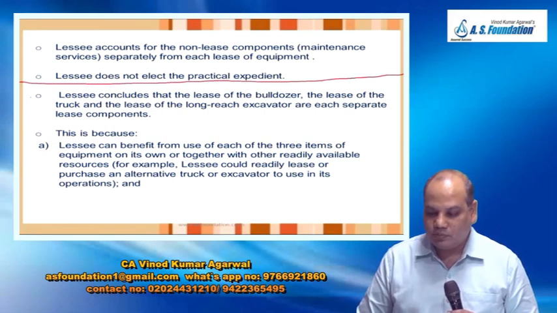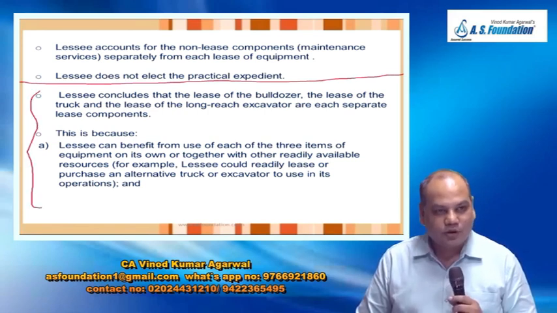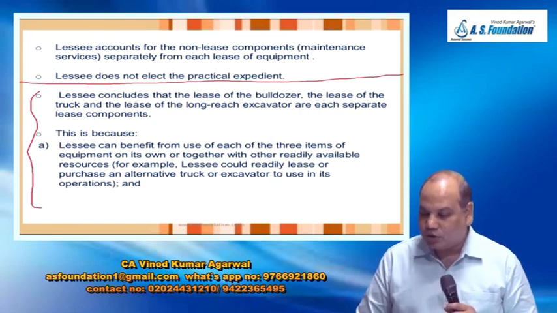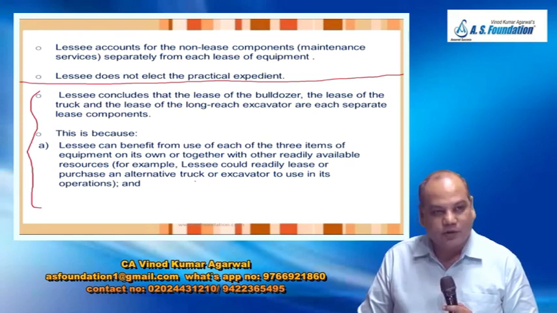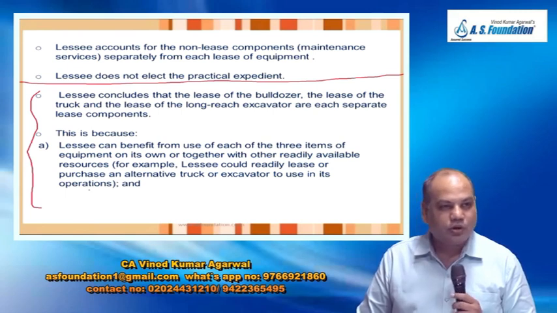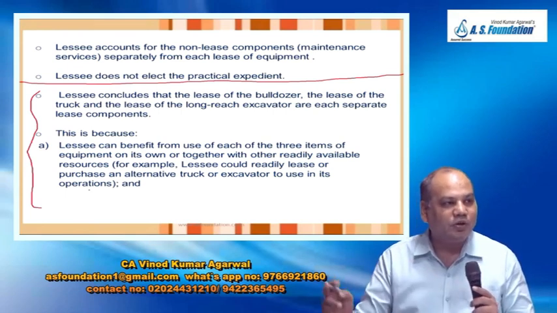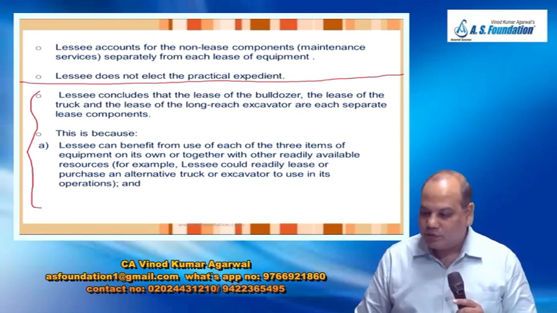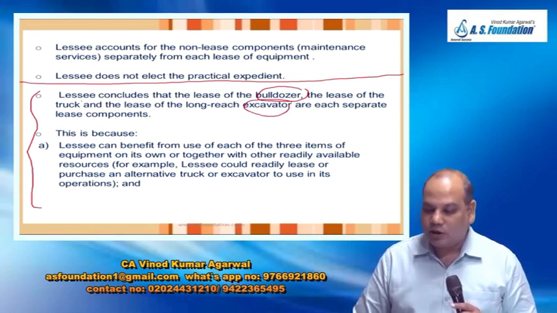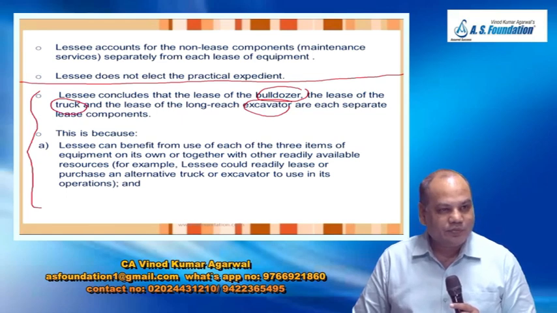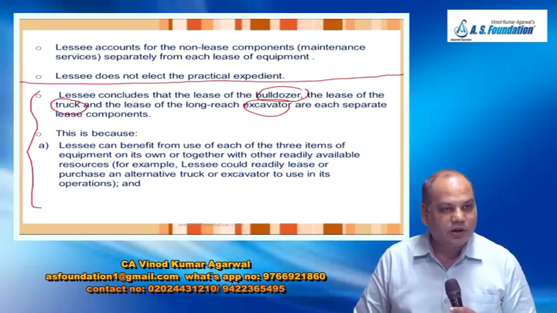and then they will ask you to identify the lease component. So you will say these are the lease component. Why? Because each of them can be used on its own with other readily available resources. For example, lessee could readily lease or purchase an alternative truck or excavator to use in the operation. They are not highly dependent on each other. Is it right? Suppose I get bulldozer on lease, I get excavator on lease. I can arrange truck from some other party. Is it right? So therefore they are not interdependent, highly interdependent on each other.